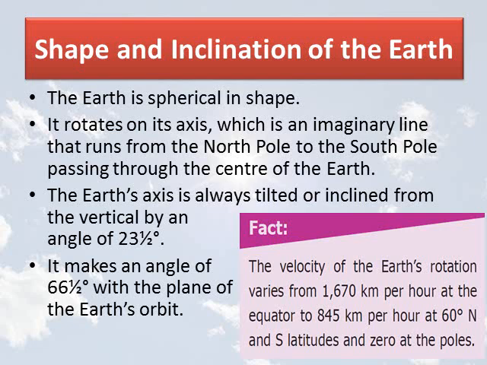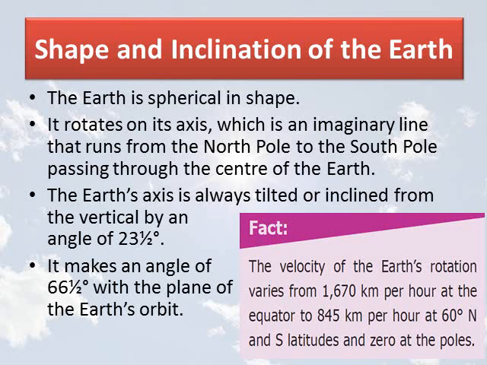passing through the center. The Earth's axis is always tilted or inclined from the vertical by an angle of 23.5 degrees. So it is a little bit tilted from the vertical by 23.5 degrees. It makes an angle of 66.5 degrees with the plane of the Earth's orbit. The axis is tilted from the vertical by an angle of 23.5 degrees and it makes an angle of 66.5 degrees with the plane of the Earth's orbit.